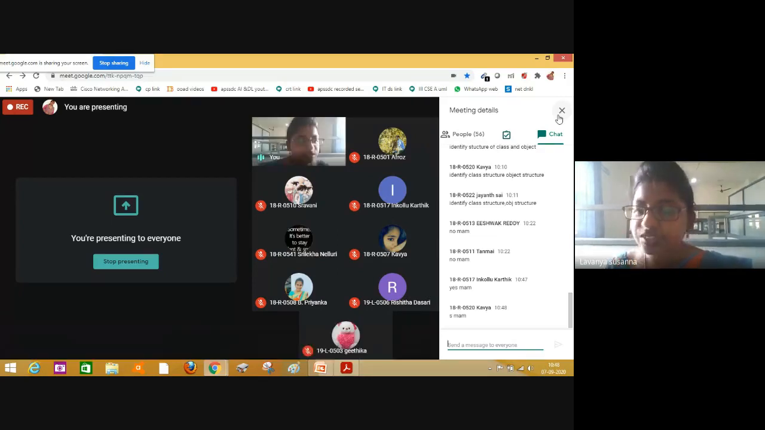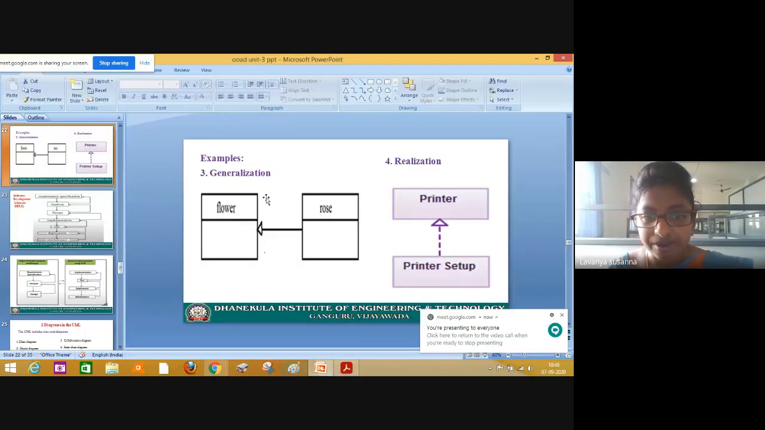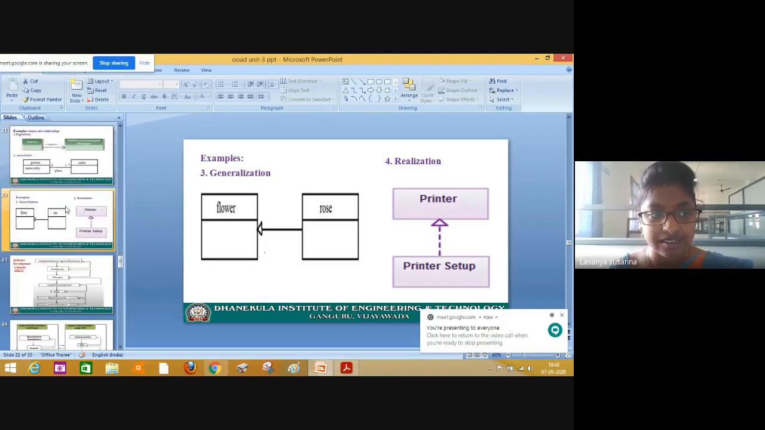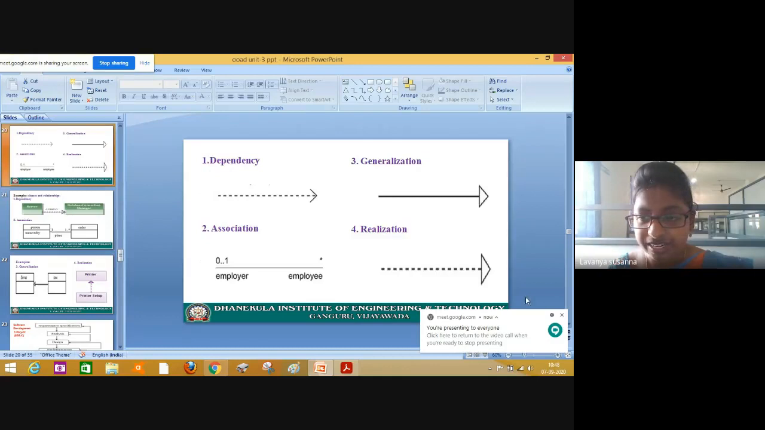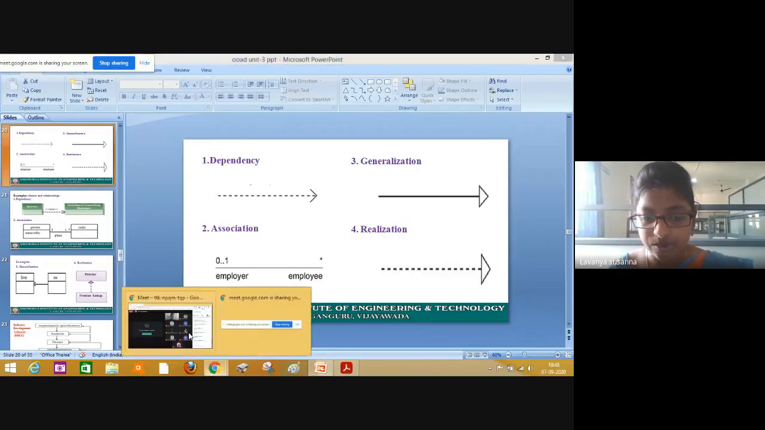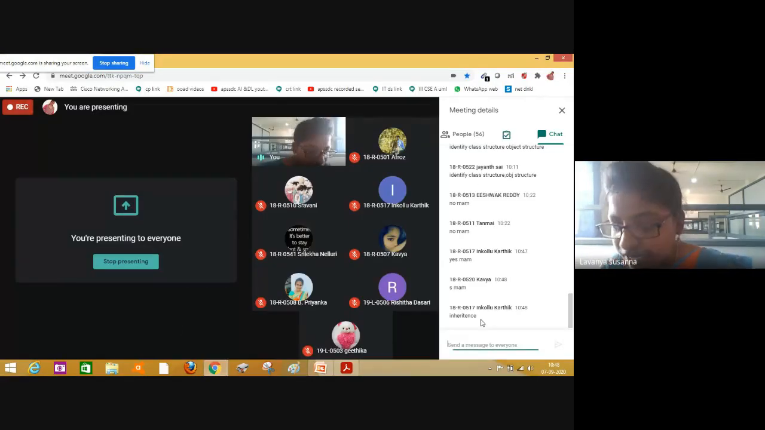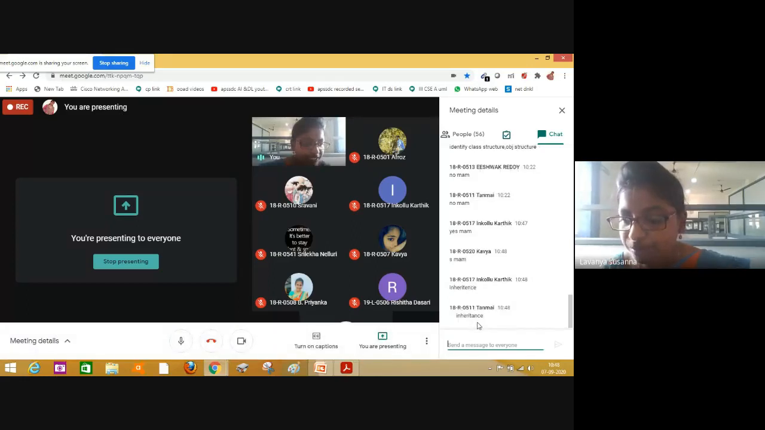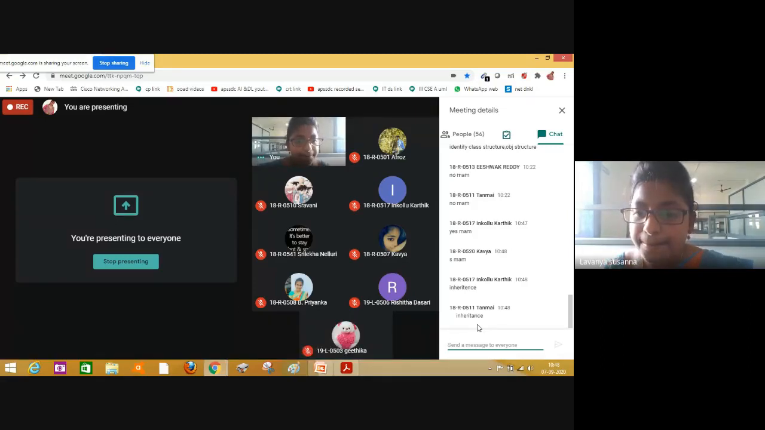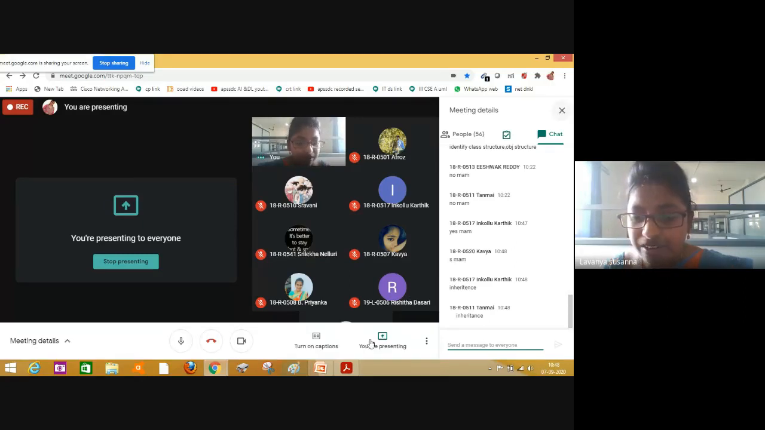Yes, when you use generalization, that symbol, see this symbol, triangle and then line. When you use this generalization symbol, triangle and line, yes, very good, Karthik. Inheritance. Why are you all not responding? Are you not able to understand? Yes, inheritance. Very good. Already we have completed all these things.